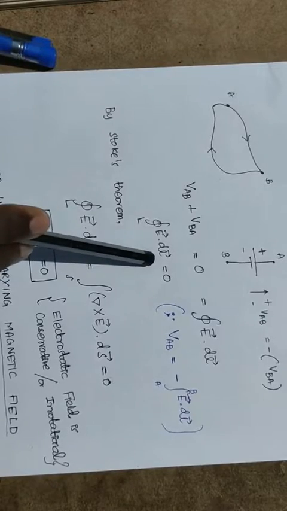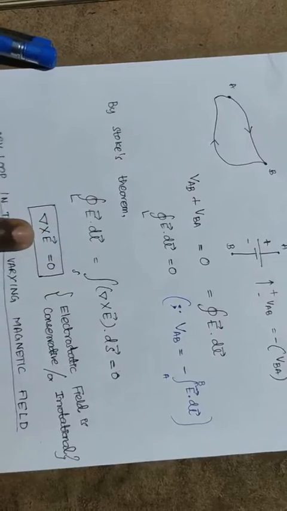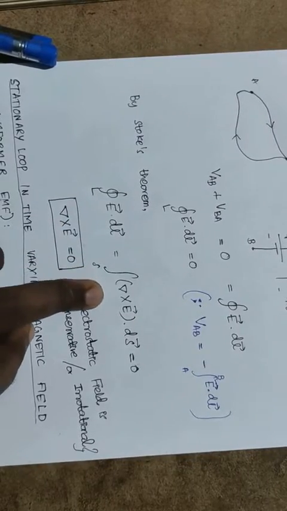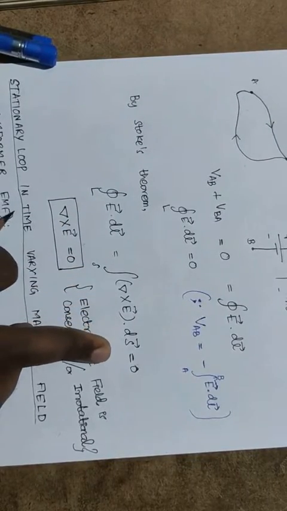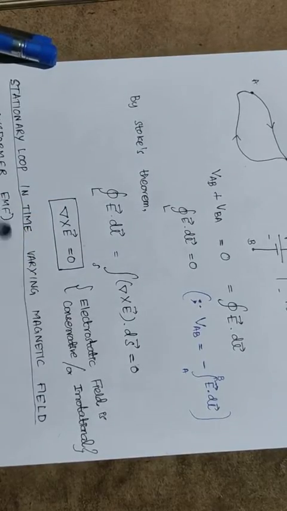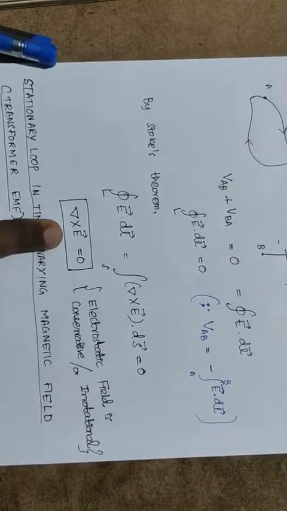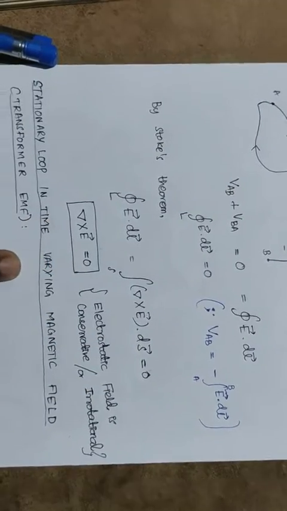By expanding the same closed line integral of E dot dl equal to 0 using Stokes theorem, we write it as the surface integral of del cross E dot ds vector, which is equal to 0. From the above discussion it is clear that if this is 0, ds vector cannot be 0, so del cross E must be equal to 0.